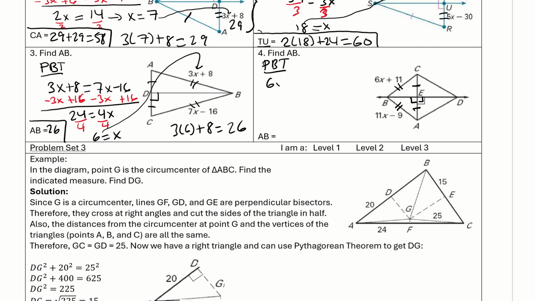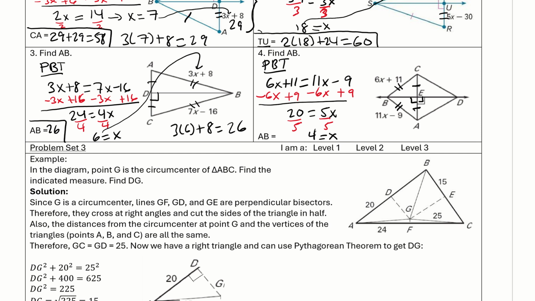All right, so we got 6x plus 11 equals 11x minus 9. And then we're going to subtract 6x on both sides. Then we're going to add 9. So we get 20 equals 5x. I'm going to divide by 5. And I get x equals 4.